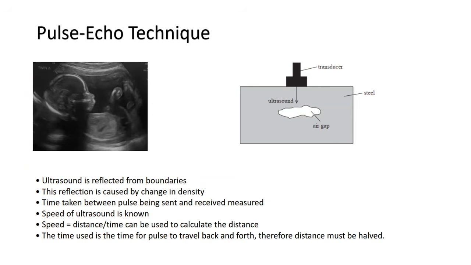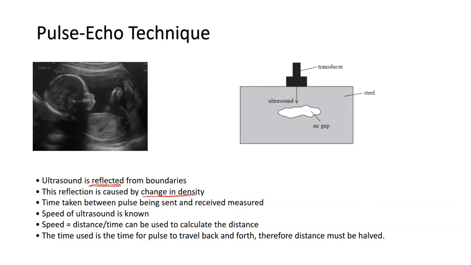Next, move on to the pulse echo technique. So I have two scenarios here, both from somewhat recent question papers. One is of an unborn child, the other one is using ultrasound to detect cracks in metals. The answer is regardless the same. Ultrasound is reflected from the boundaries. Why is there a reflection? Because there is a change in density.